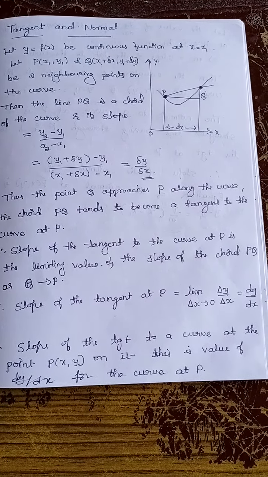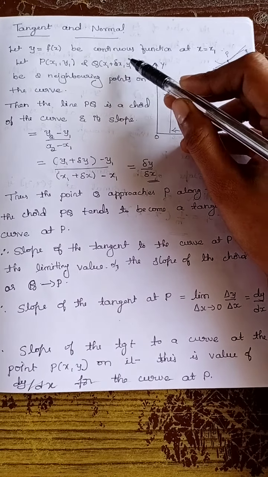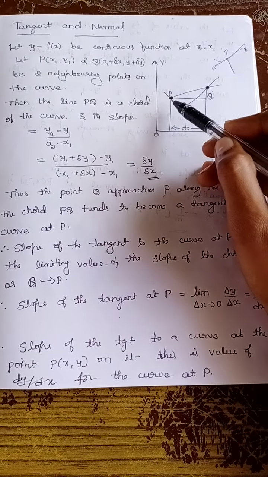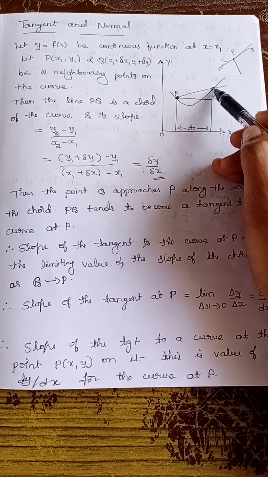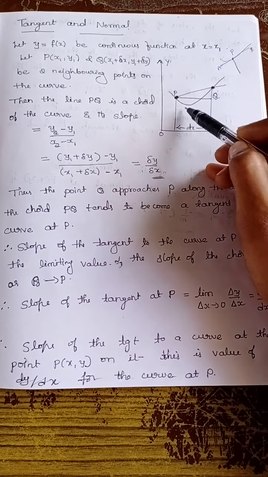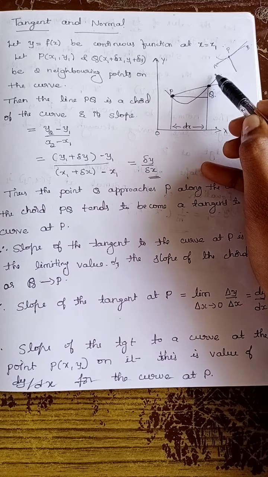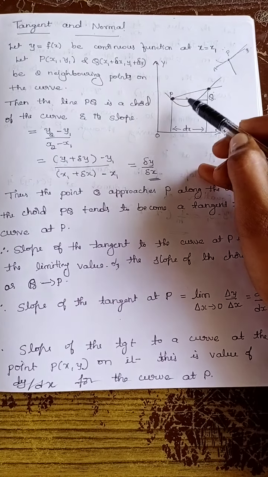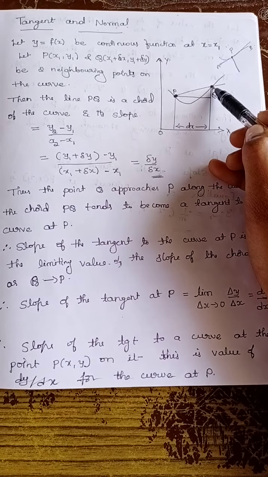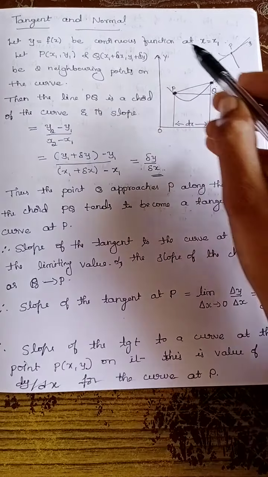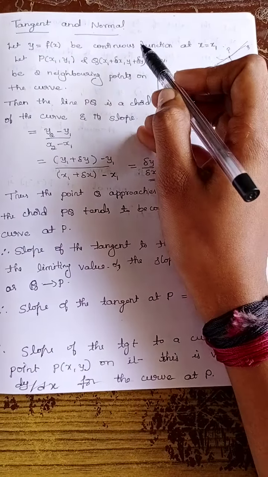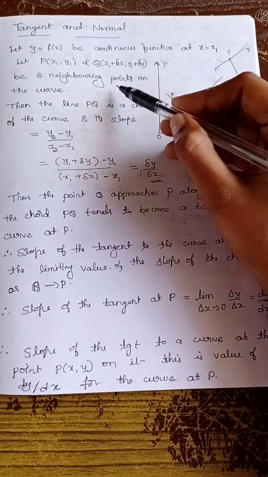Let P be (x1, y1) and Q be (x1 plus delta x, y1 plus delta y). Here delta x and delta y are small changes. Here P and Q are two nearer points on the curve y is equal to f of x. Y is equal to f of x is the function of a curve, and P is one point and Q is another point on the curve, with distance delta x and delta y, being two neighboring points on the curve.